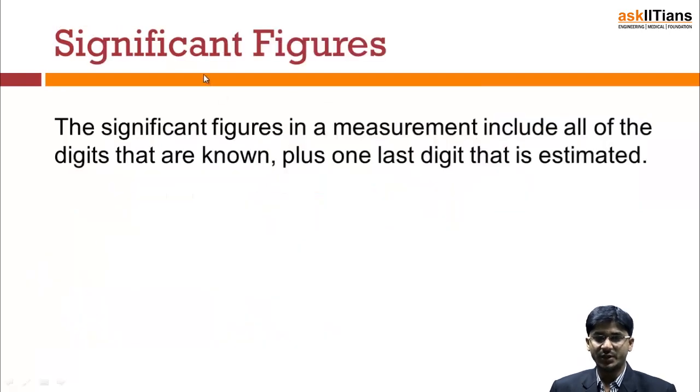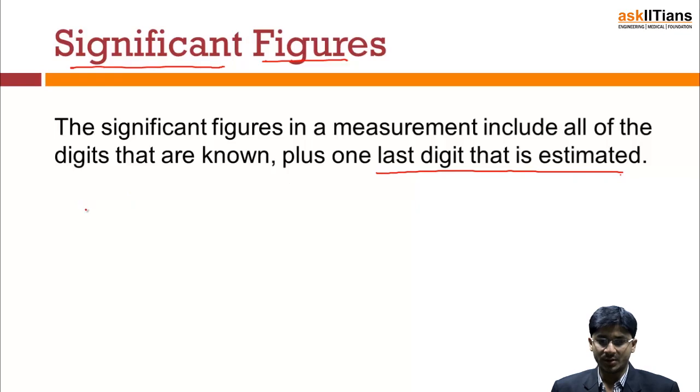Now let's move to the new concept called significant figures. The significant figures in a measurement include all the digits that are known plus one last digit that is estimated. I will show this to you through an example.